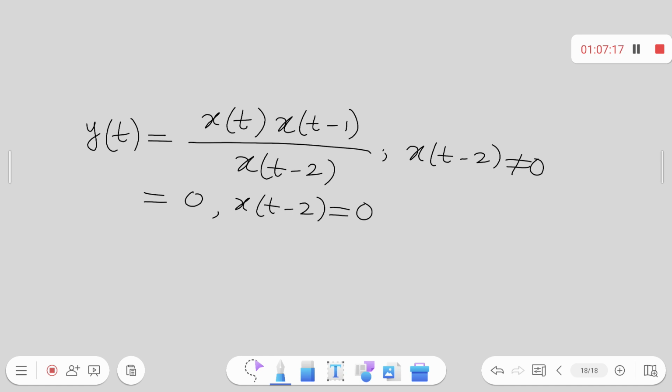So I have told that this system is a homogeneous system. You can check it. Let's multiply x(t) with some constant, any constant k. Okay. Multiply x(t) with any constant k. So what will be your output? So x(t) becomes k times x(t). So x(t-1) becomes k times x(t-1). x(t-2) will become k times x(t-2). Okay? So k times x(t) and x(t-1) upon k times x(t-2).